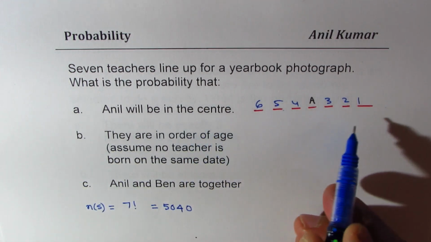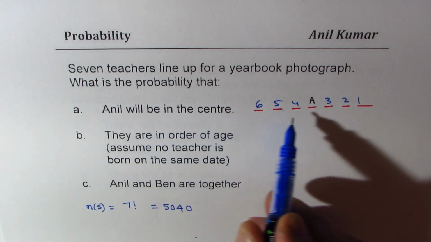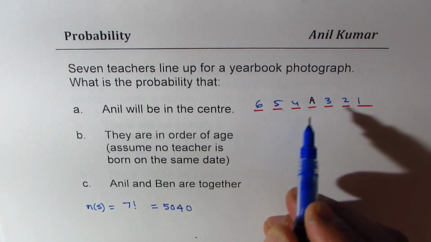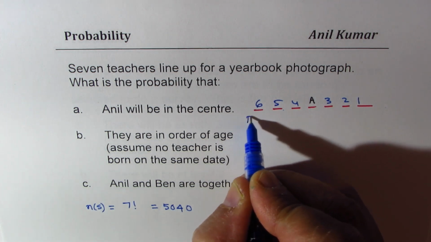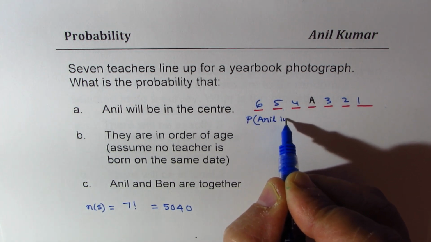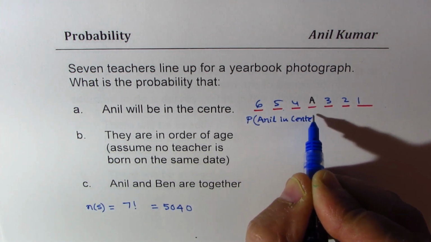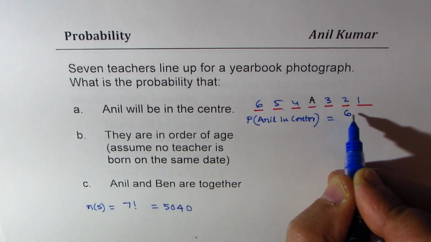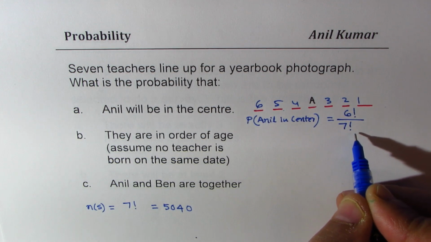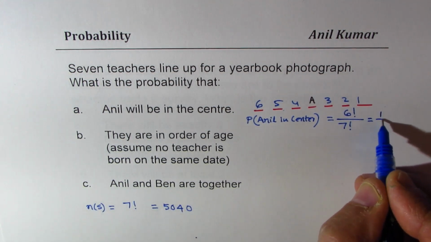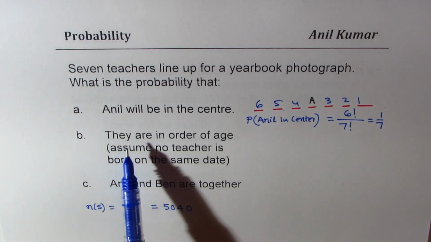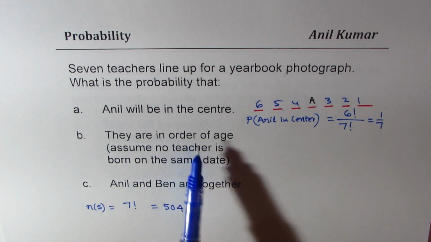Now we are trying to figure out what the favorable cases are in each. So in the first one, we have 6 factorial ways. So this could be written as the probability where Anil is in the center is equal to 6 factorial divided by the total number of cases, which is 7 factorial, correct? So that gives you 1 over 7 as the answer. Perfect.